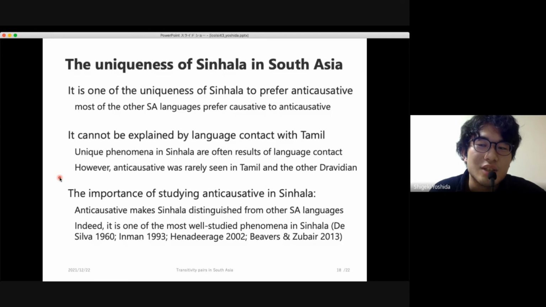While this study does not offer any explanations for why exactly Sinhala prefers anti-causative, it does underline the importance of studying anti-causative in Sinhala. Anti-causative makes Sinhala distinguished from the other South Asian languages and Indo-Aryan languages. Indeed, anti-causative is one of the most well-studied phenomena in Sinhala, so the importance of anti-causative has been recognized in the literature.